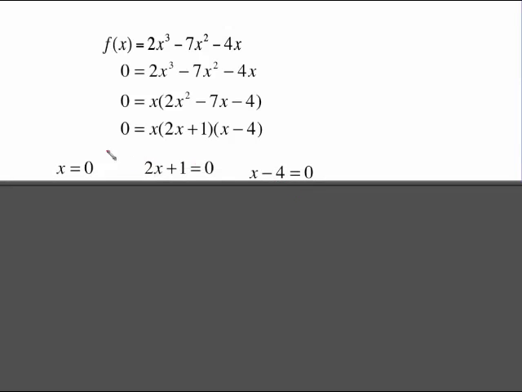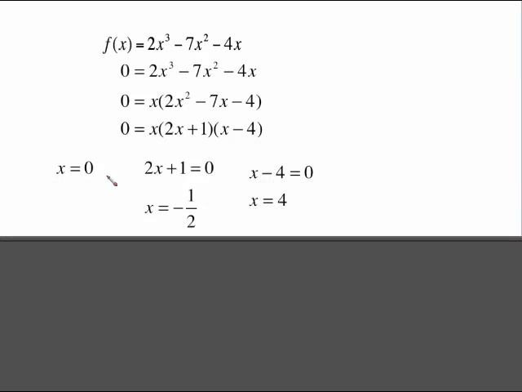Set each one equal to 0: x equals 0, 2x plus 1 equals 0, and x minus 4 equals 0, and solve each of those. X equals 0 is its own answer. To solve this one, you'll have to use 2 steps: subtract 1 from both sides, divide by 2, and then add 4 to both sides gives us x equals 4.